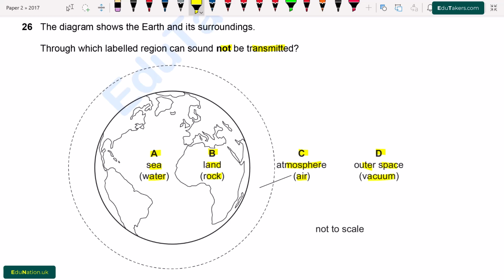which is known as vacuum. So sound wave is basically the longitudinal wave. It requires a medium for its propagation. Here in the vacuum there is nothing, it is empty. So the sound waves cannot travel through the vacuum. It means the region in which the sound cannot be transmitted is outer space. So D option is correct from here.